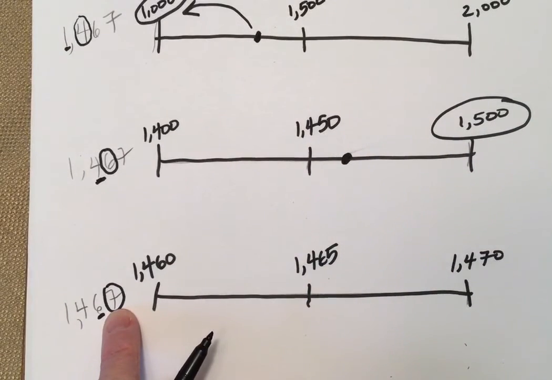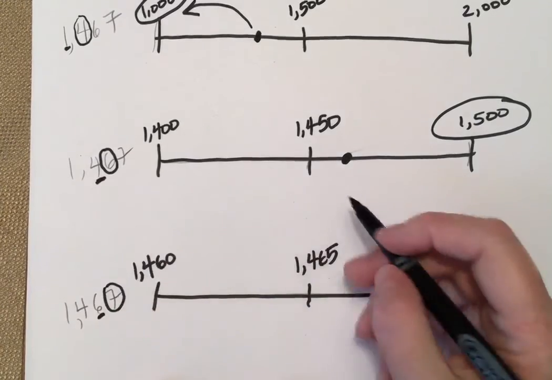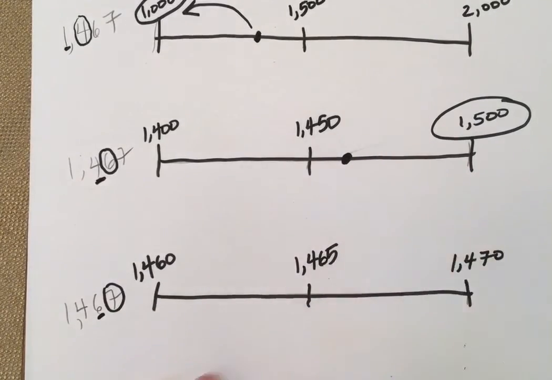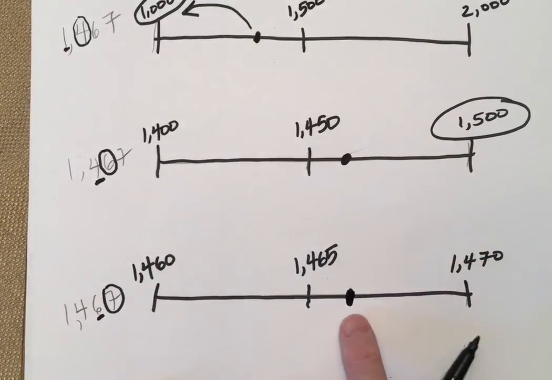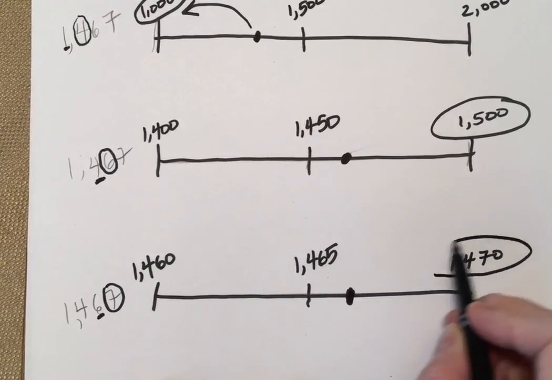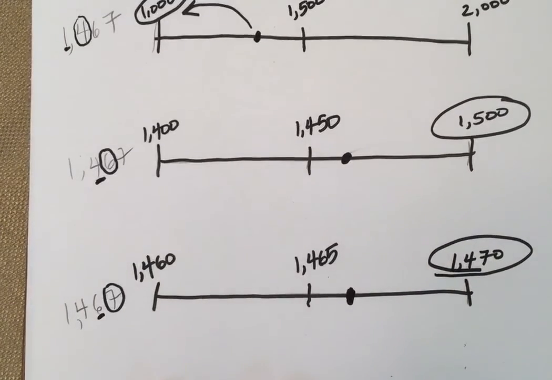I spy 67, 1,467. Well, 67 is going to come after 65. So we'll plot our dot and we're going to circle the closest benchmark number, and that's what it rounds to.